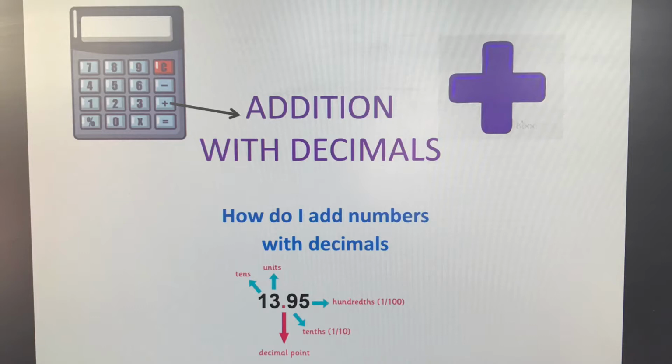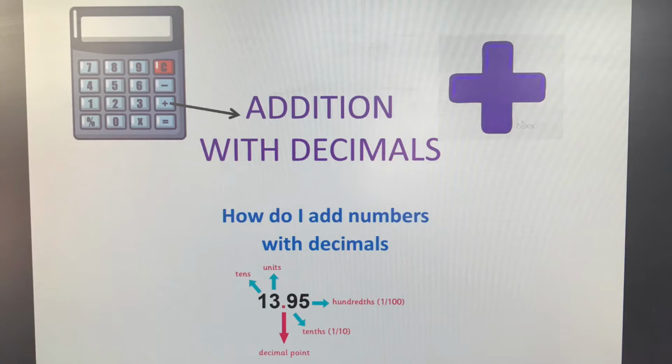So you've got 13.95. And that point in the middle is a decimal point. What it basically means is anything to the left of it is a whole number. So it's 13. We'll say, for example, in money, 13 euros. And anything to the right of it is in between. They're in between numbers. So it's less than a whole number.